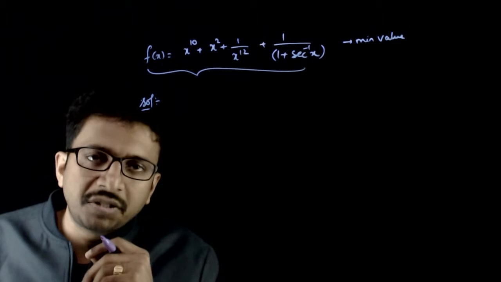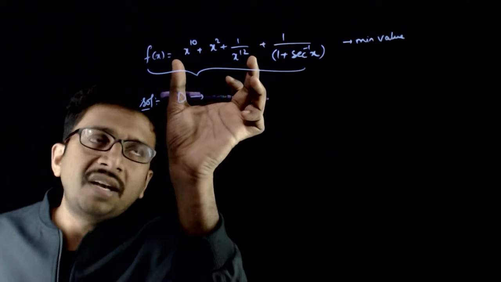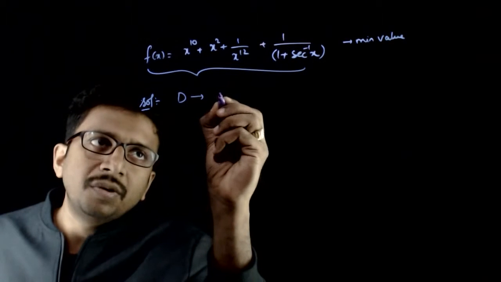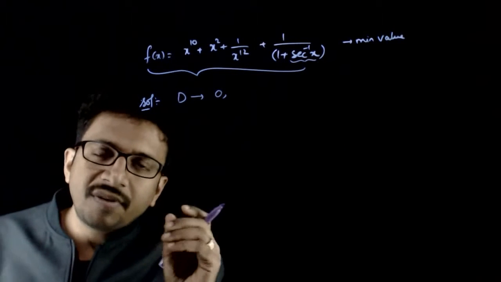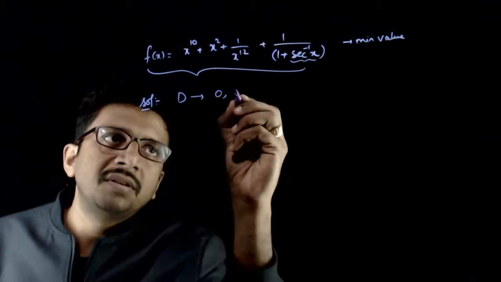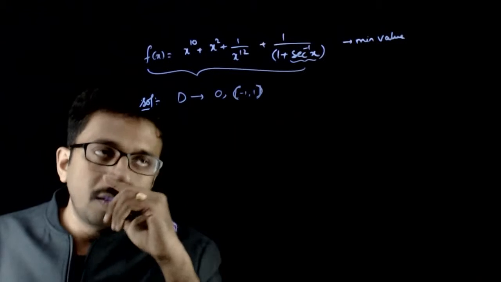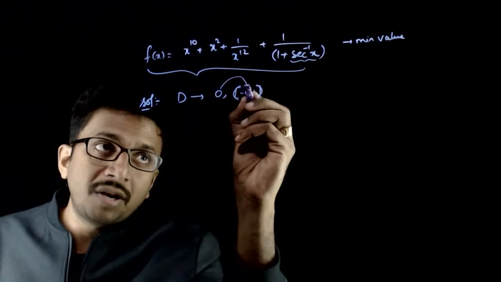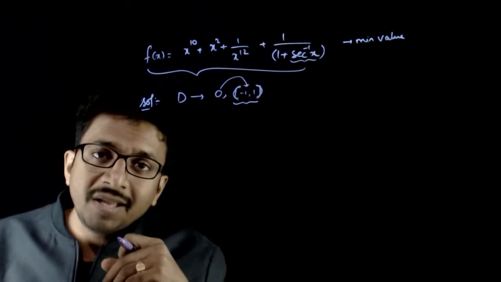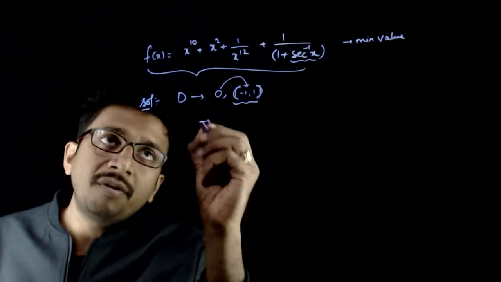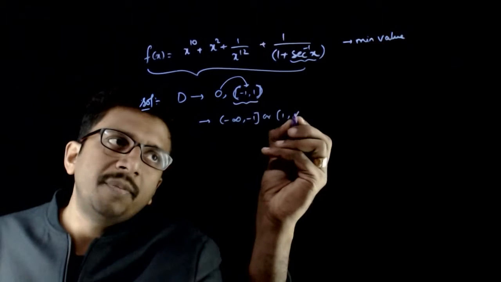First, what is the domain of this function? The terms are defined for all x except 0, so 0 is a problematic point. Secant inverse of x is defined for all numbers outside minus 1 and plus 1, so the open interval minus 1 to plus 1 is the problematic part. 0 is already included here. So effectively, numbers from minus 1 to 1 cannot be placed in the place of x. The domain of this function is minus infinity to minus 1 or 1 to infinity.